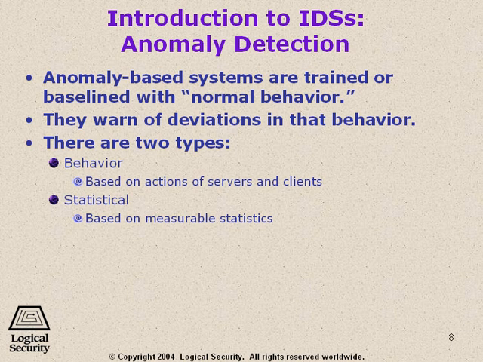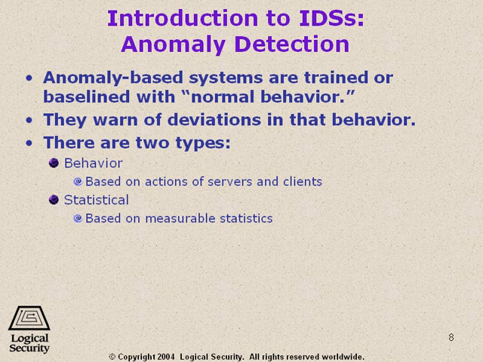The first type, anomaly detection. Well, anomaly-based systems are trained or baselined with quote-unquote normal behavior. They warn of deviations from that behavior. In other words, they are told this is how things normally are. If you ever see anything different than this, if you see some more packets than are normal from this type, then please send off an alert.